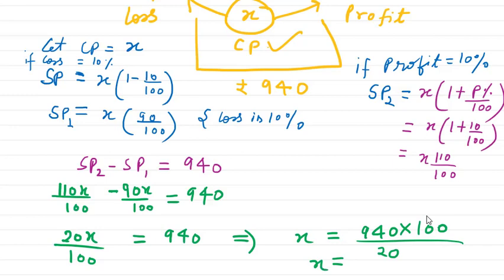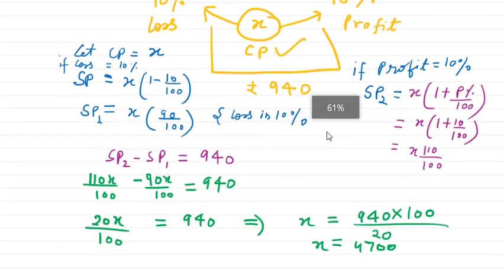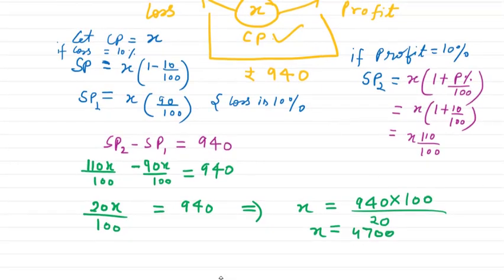So your answer will be 4700. So your cost price will be 4700 rupees. So cost price equals to rupees 4700. That's the answer of this question.